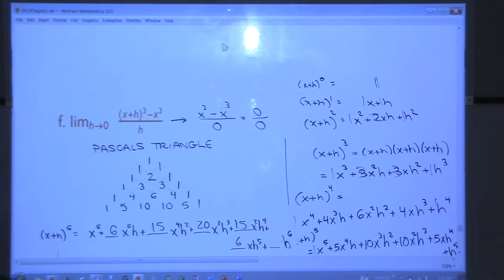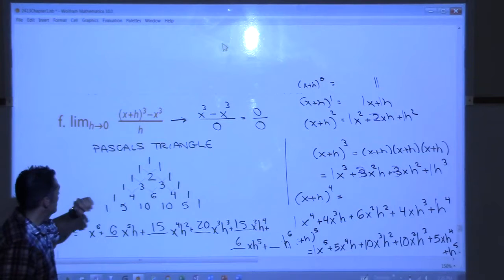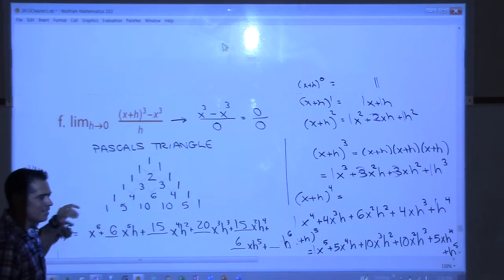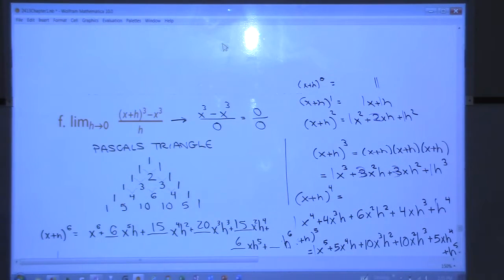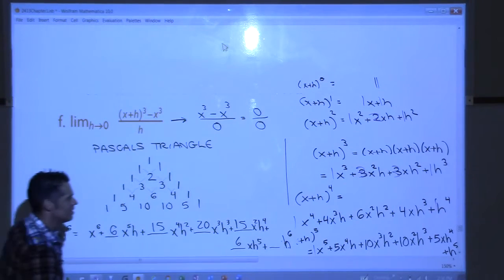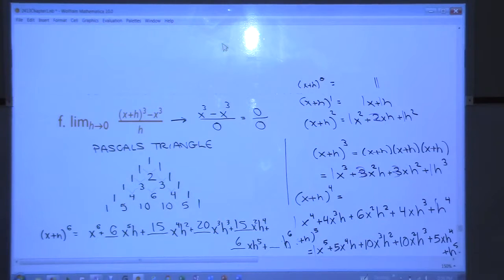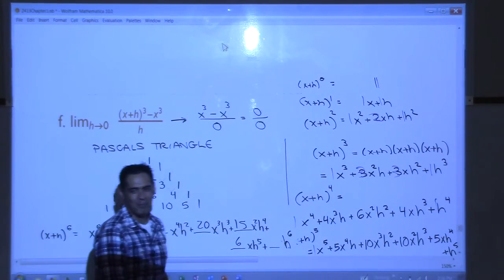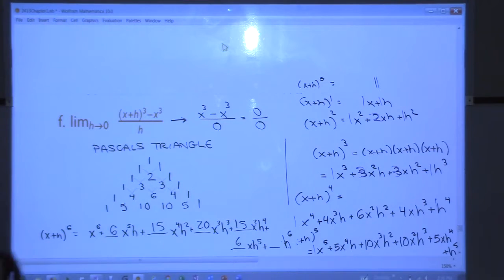Yeah. So Pascal was a mathematician. He gets credit for this, but actually the Chinese had it way before him. It's a nice, convenient way to show off to your friends. When your friends are all sitting there expanding binomials and stuff, you can just impress them by taking it way far.